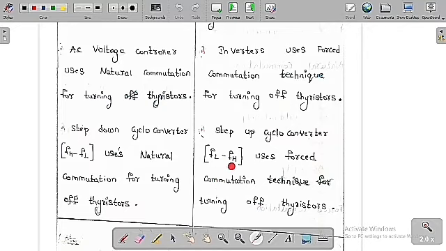So natural commutation for turning off thyristors is used in phase control rectifiers, AC voltage controllers and step down cycloconverters, whereas the forced commutation way of turning off thyristors is used in choppers, inverters and also step up cycloconverters.